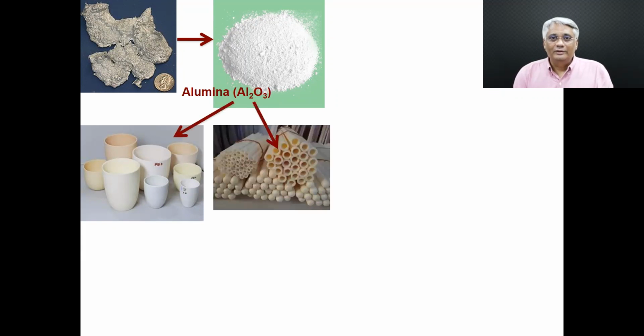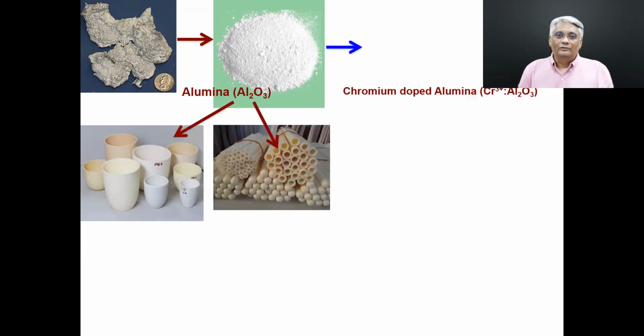And these crucibles are available in different forms, crucibles of different sizes, and rods. So that's a basic use of alumina, the well-known ceramic material used for making highly dense crucibles that are used for heating compounds.